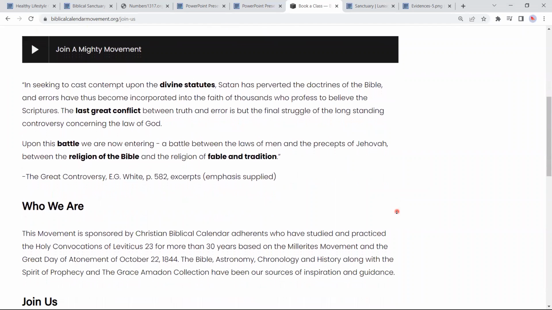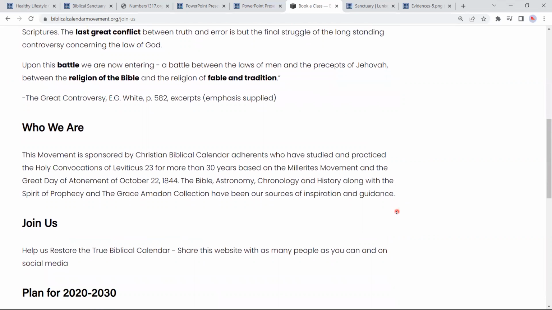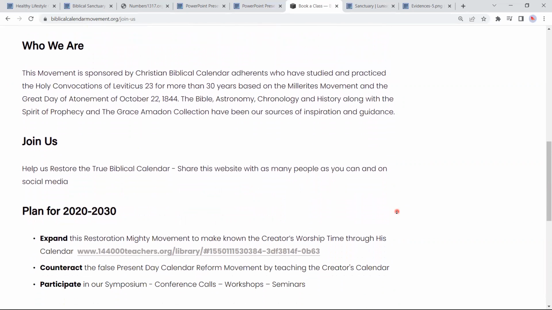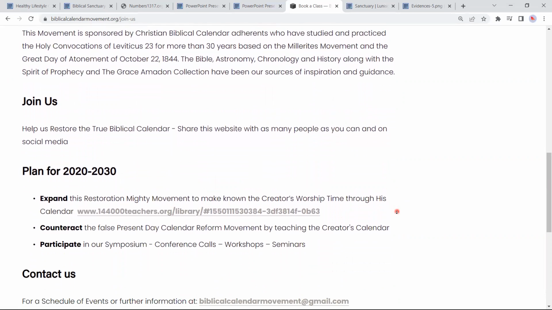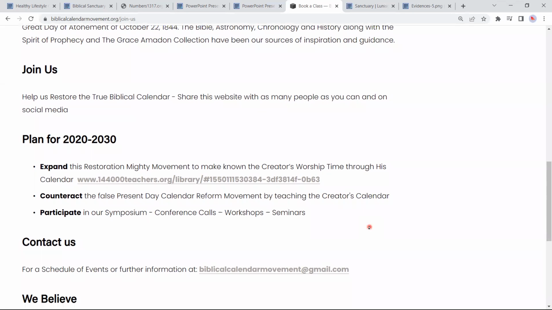And in this Join Us page, we would like to invite you to read it for yourself. Who we are, join us, and we're inviting you to join us by communicating with us with the email that we have given you in these pages, biblicalcalendarmovement@gmail.com. And what we would like to see is participating in our symposium, conference calls, workshop, seminars. This is real action. We have already done it for many years now, studying and teaching the sanctuary calendar, the biblical calendar, the creation calendar, which are all one. But now we're expanding more and more throughout the world.